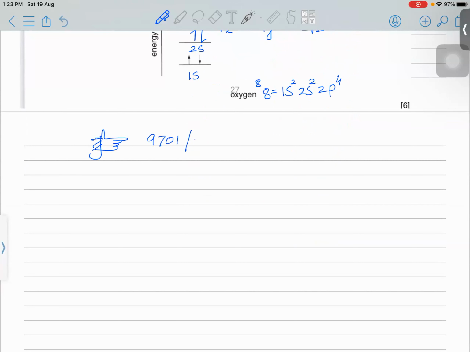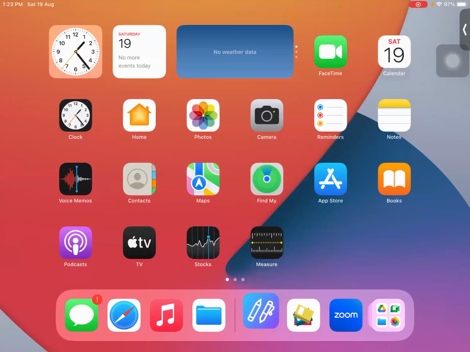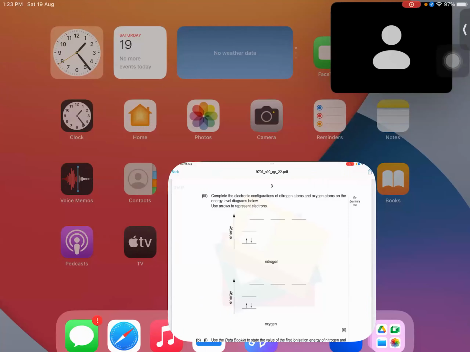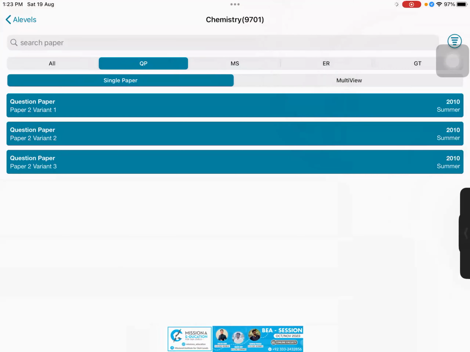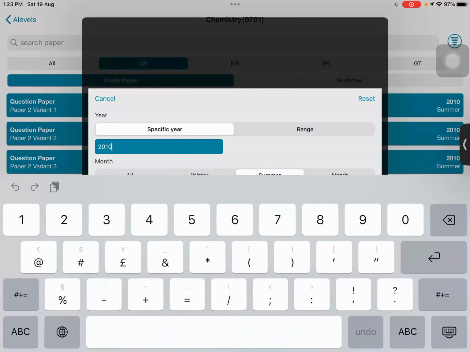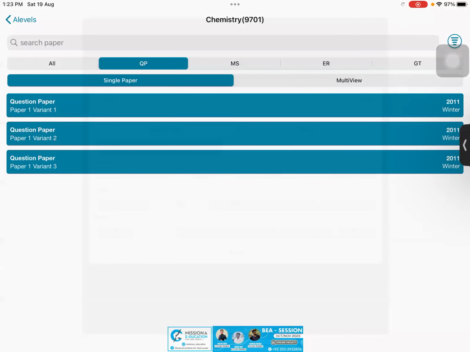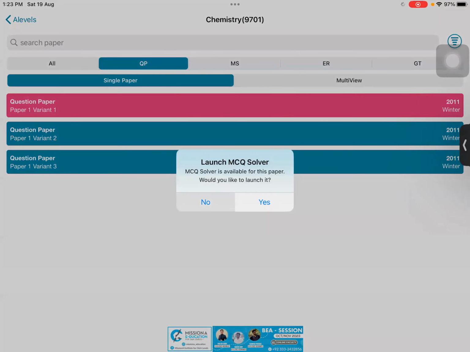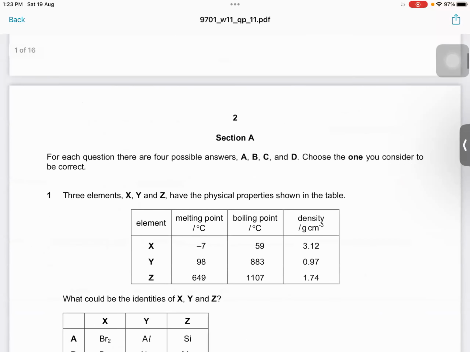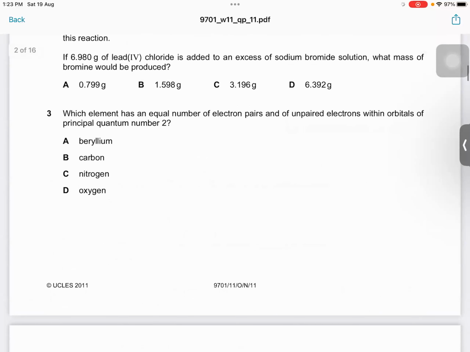9701, variant 11, October/November 2011, question number 3.